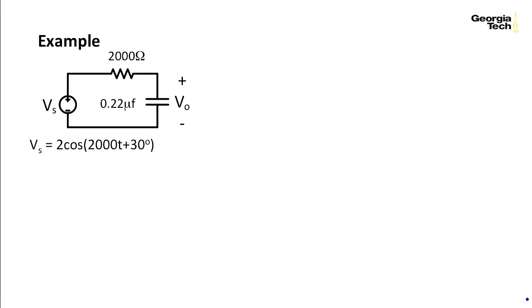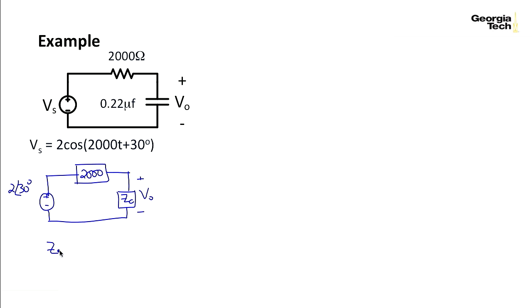Now let's take a look at a simple example. This is an RC circuit. Step 1 of my method is to redraw this circuit, replacing the sources with their phasors. So this would be 2 at an angle of 30. And this resistor becomes 2000. So resistors, remember, stay the same. And this is Z sub C. And my output is the same.